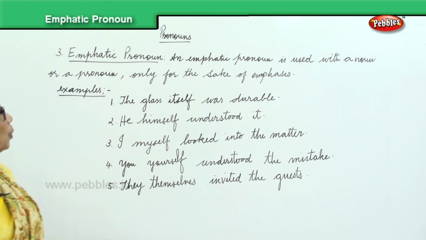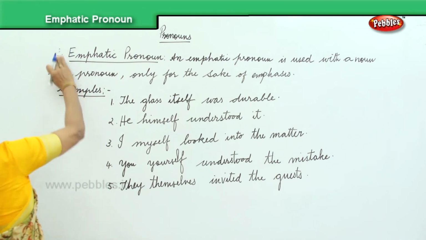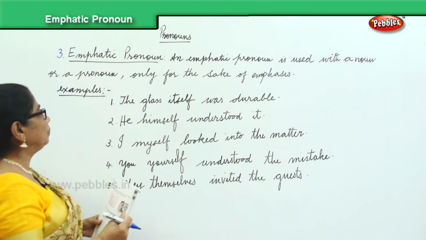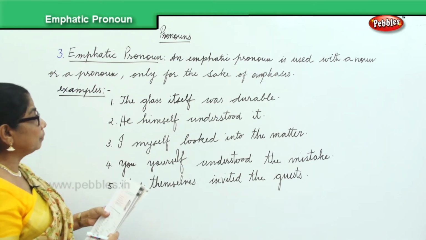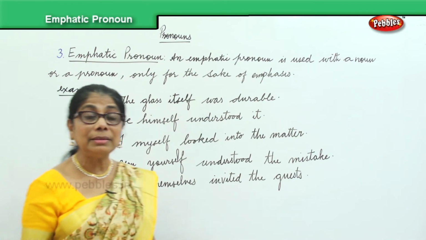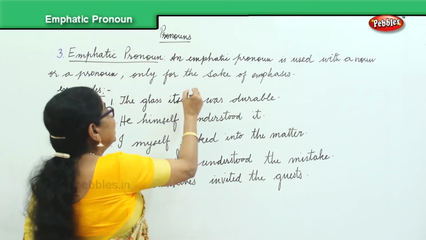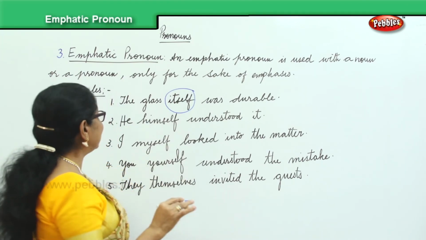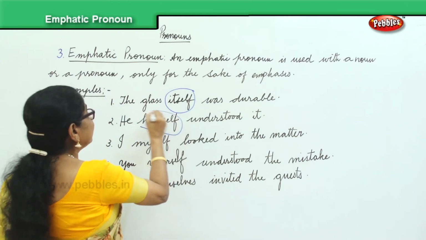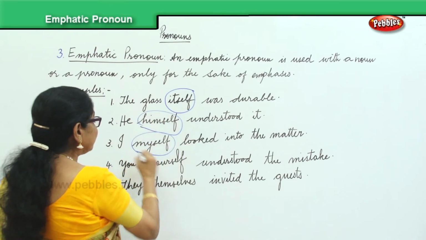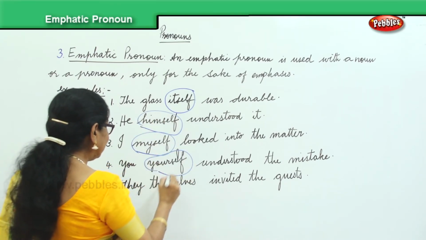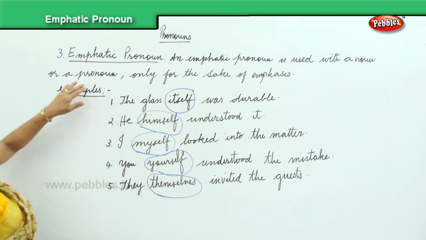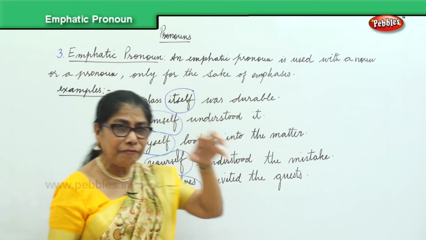In the emphatic pronoun, we have few examples here. This is the third part we are doing. The glass itself. We are talking about the glass and we are saying itself. So, this is an emphatic for the glass itself. I myself. He himself. You yourself. They themselves. When you are talking about a noun or a pronoun, only for the sake of emphasizing.